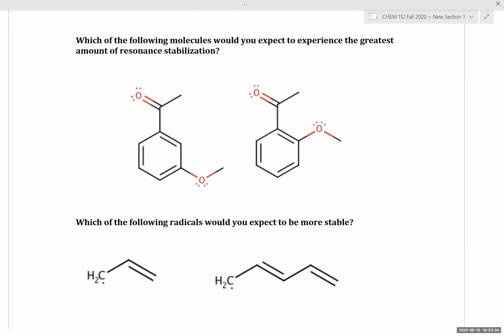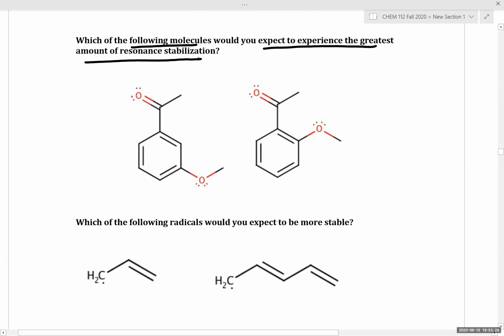So, following our idea that the more atoms we can delocalize our electron density over, the more stabilized our atom and our molecule becomes, let's look at the following example, and ask which of the following molecules would we expect to experience the greatest amount of resonance stabilization. These two molecules look very similar, but there's a critical distinction. First, this substituent is known in the O or ortho position, and we're comparing it to this substituent, which is in the M or the meta position.